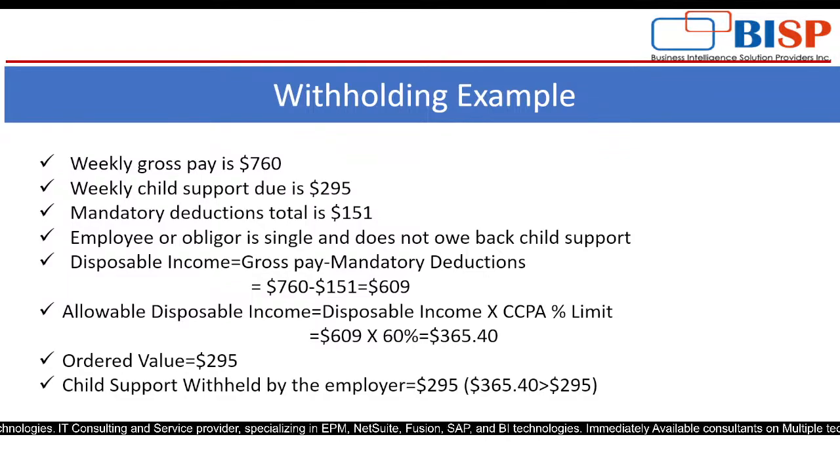In that condition, disposable income will be equal to gross pay minus mandatory deduction, which will be $609. Then allowable disposable income will be equal to disposable income times CCPA percent limit, which is $365.40. Here we see that the ordered value is $295. So the child support withheld by the employer will be $295, as the ordered value itself is lower than the allowable disposable income.